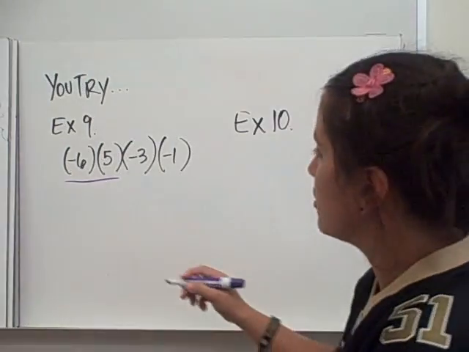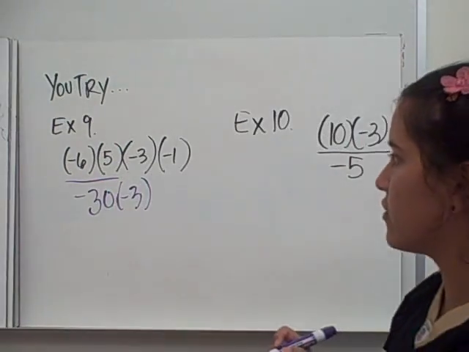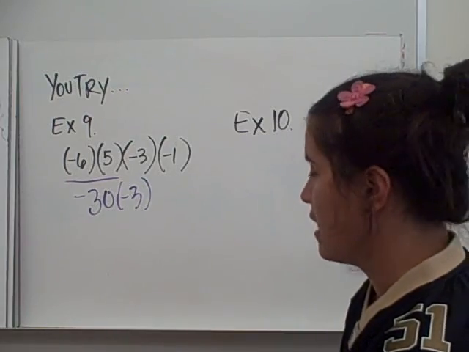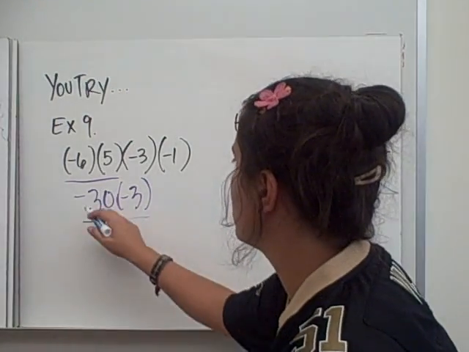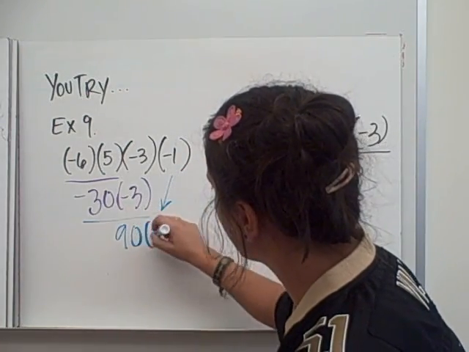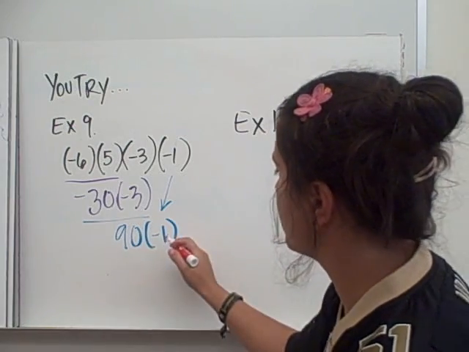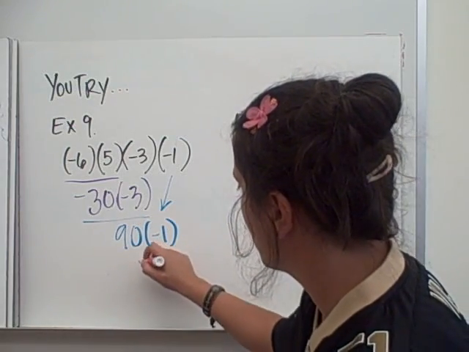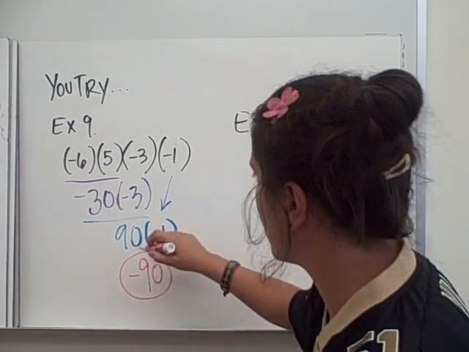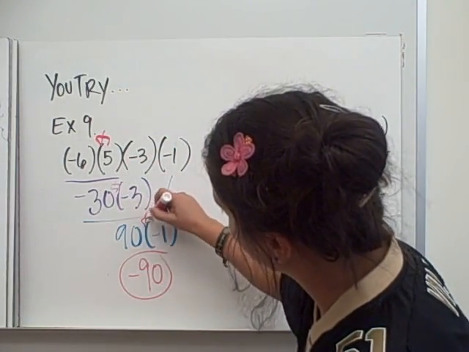So I'm going to do those two, and that gives me a negative 30. Bring down my negative 3. And then I'm going to do those two, and these are same signs, so that's a 90. Bring down my negative 1. And then 90 times negative 1, these are different signs, so that's going to give me a negative 90. So I have different signs, same signs, different signs.